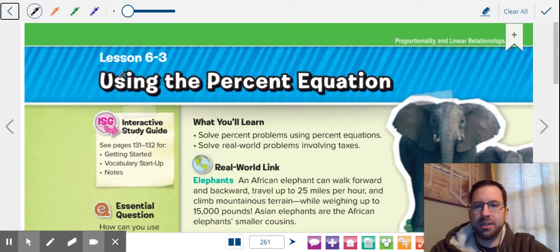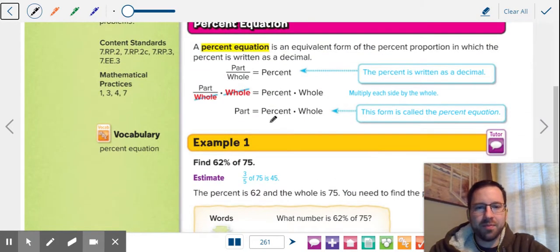We are talking today about the percent equation. This is an alternate method to solve for part, whole, and percent. We already talked about percent proportion, so let's get into it. So if you look here, as opposed to doing the part over the whole equals the percent over 100, you do part equals percent times whole. The big difference here is that the percent has to be a decimal, okay?